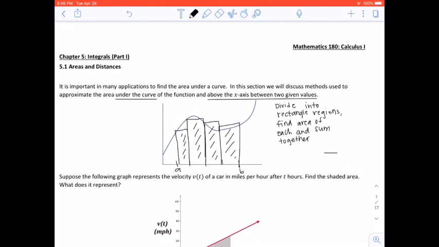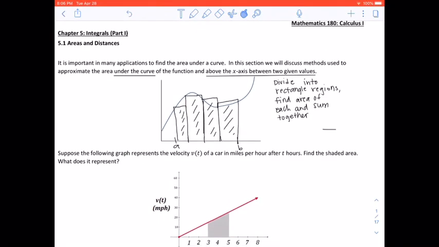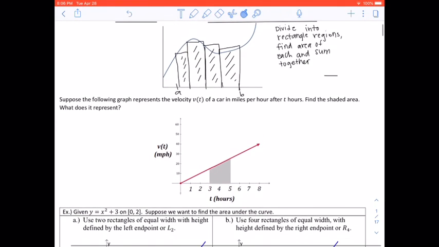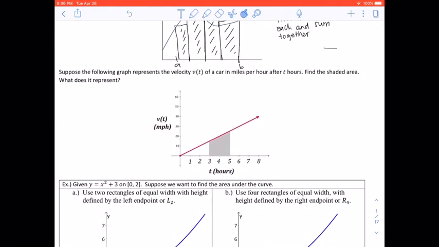One of them would be to, instead of having 4 rectangles here, what if I were to have 8 rectangles? Or 20 rectangles? Or 100 rectangles? So we're taking a limit as n goes off to infinity, so the number of rectangles gets infinitely large.